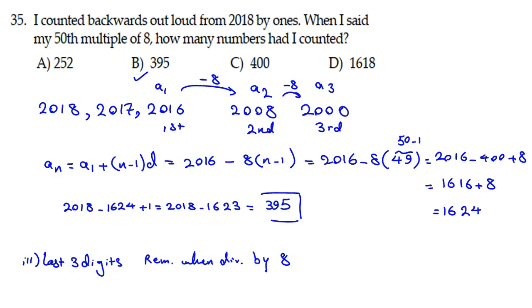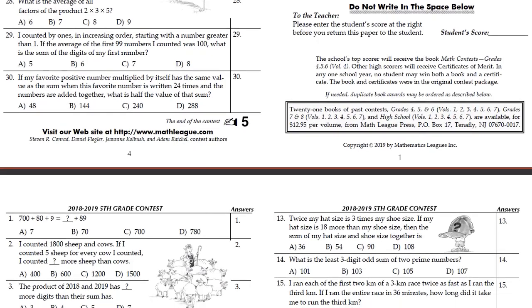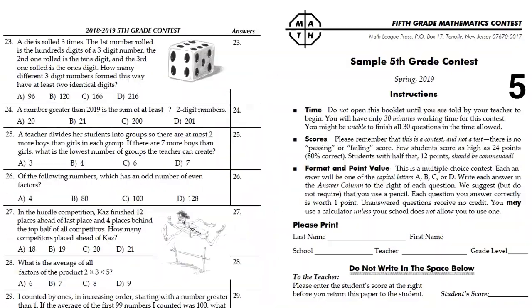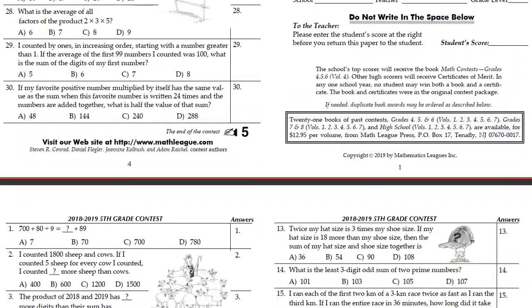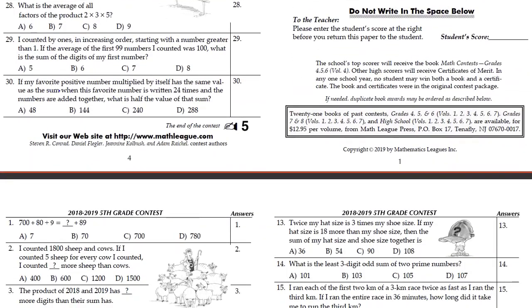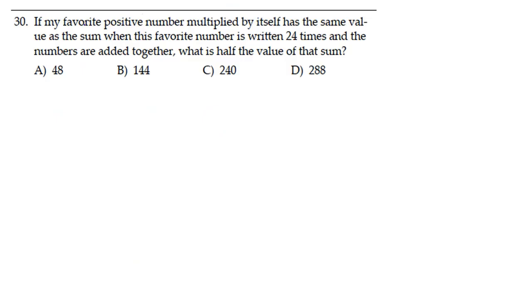Okay. Now let's consider 5th grade. Last problem here is what? Is problem 30. Okay. So let's try problem 30. If my favorite positive number multiplied by itself has the same value as a sum when this favorite number is written 24 times and the numbers are added together, what is half the value of that sum? So let's consider favorite positive number is x multiplied by itself has the same value that you write it 24 times. So it's 24x. What's the half of this value of this sum?